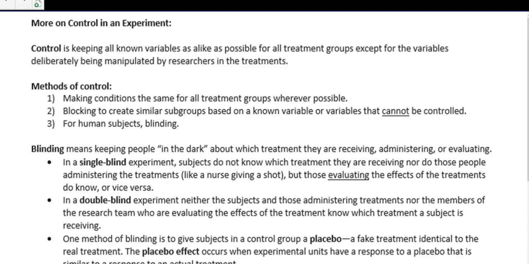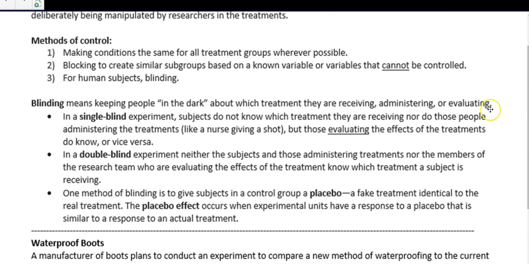One method of blinding in a control group is giving a placebo, which is a fake treatment identical to the real treatment. The placebo effect occurs when experimental units have a response to a placebo that is similar to a response to an actual treatment. Now, the placebo effect is not going to occur in tomato plants. They're not going to think they got fertilizer when they really didn't, or respond to fake fertilizer as well as they would respond to real fertilizer.